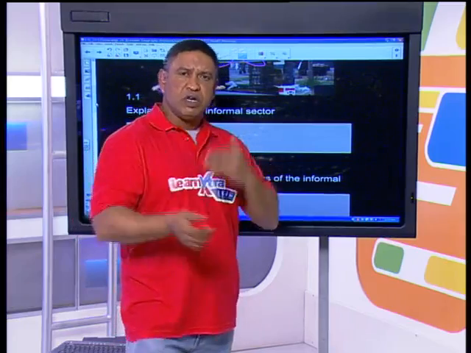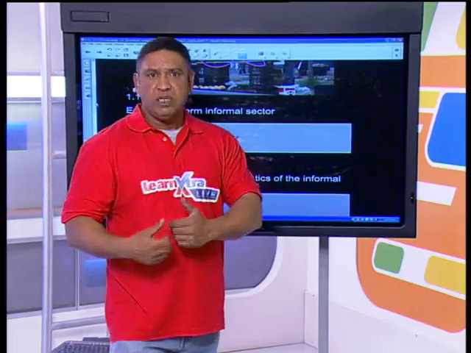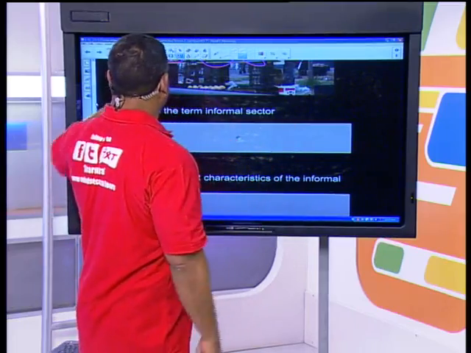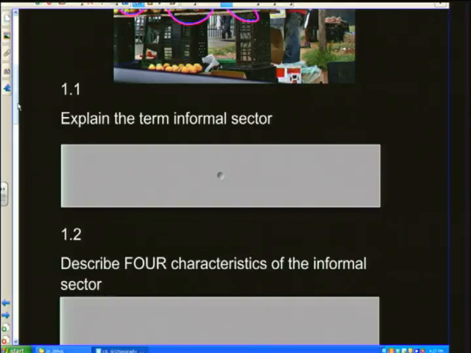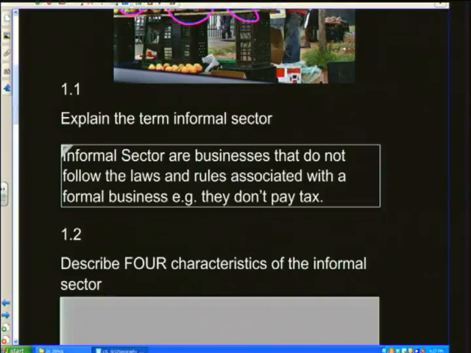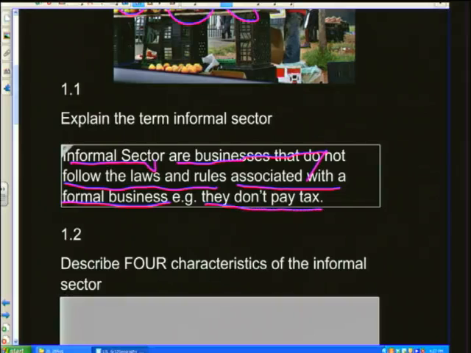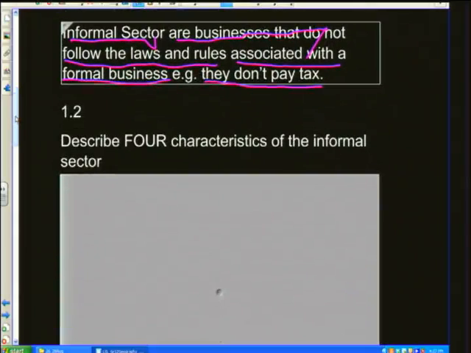You know it doesn't follow the rules and regulations of a formal sector. Example, they don't pay tax. Can you see straight from your notes? And it can just appear down here. The informal sector, again, are businesses that do not follow laws and rules and are associated with the formal business. So the formal businesses has these rules, they don't have it, and they don't pay tax. Straight explanation from your notes. Look at this one. Describe 4 characteristics of the informal sector.